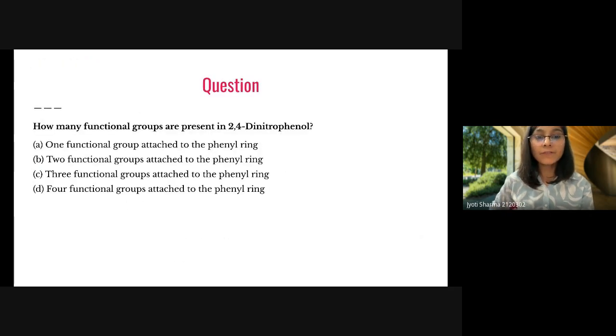Okay. How many functional groups are present in 2,4-dinitrophenol? How many functional groups? One functional group, two, three, or four functional groups attached to the phenyl ring. Can you tell me the answer for this?